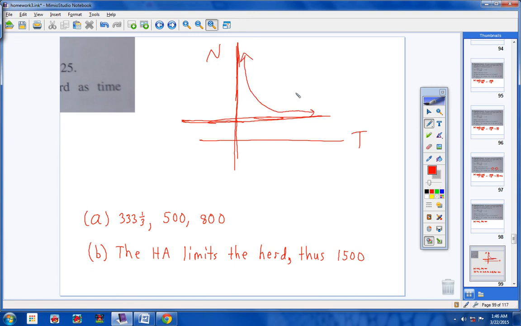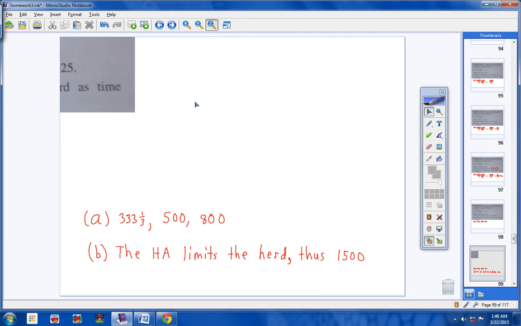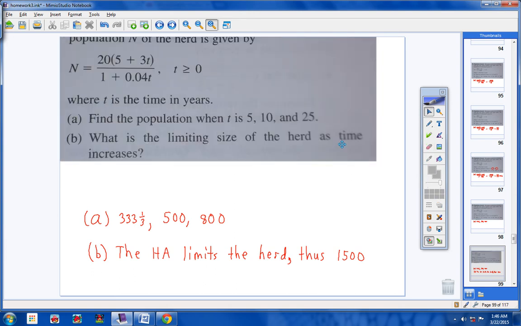So what is the limiting? Let me read the question exactly how they say it, okay? What is the limiting size of the herd as time increases? Well, let me show you first of all how I found the horizontal asymptote, okay? Please take some really good notes.